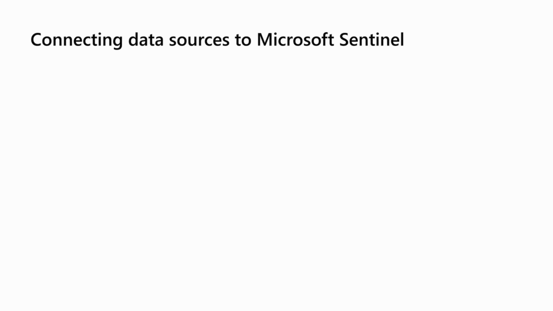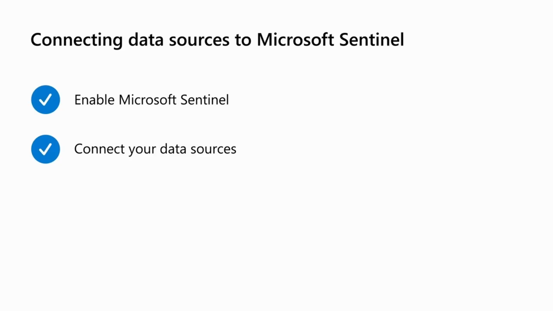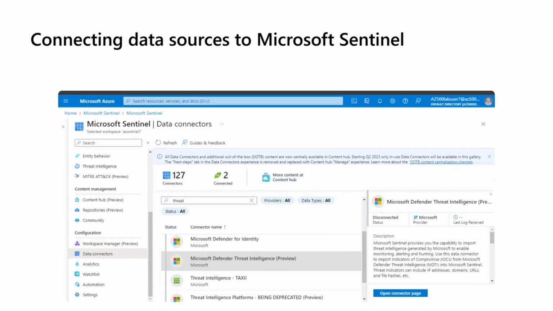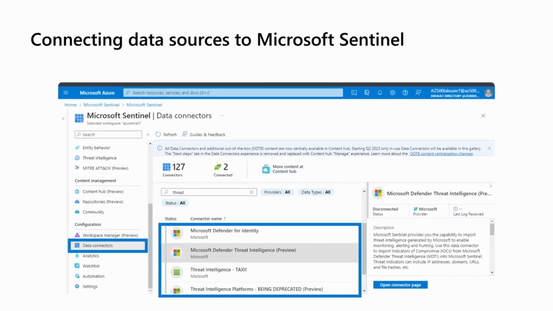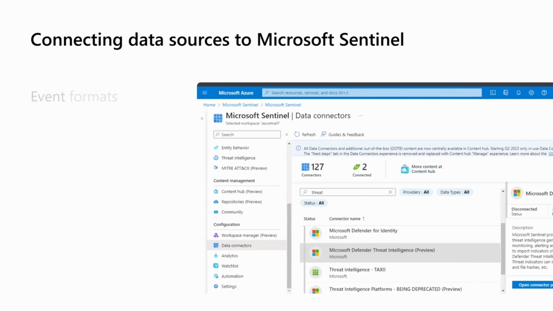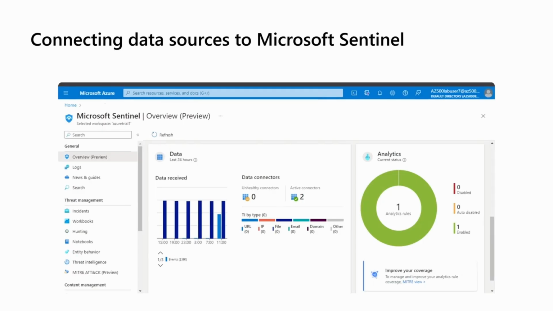To onboard Microsoft Sentinel, you must first enable Microsoft Sentinel and then connect your data sources. Microsoft Sentinel offers a range of connectors for seamless integration with Microsoft solutions. You can also use common event formats like syslog or Representational State Transfer API, commonly called REST API, to connect your data sources with Microsoft Sentinel. After you connect your data sources, choose from a gallery of expertly created dashboards that surface insights based on your data.